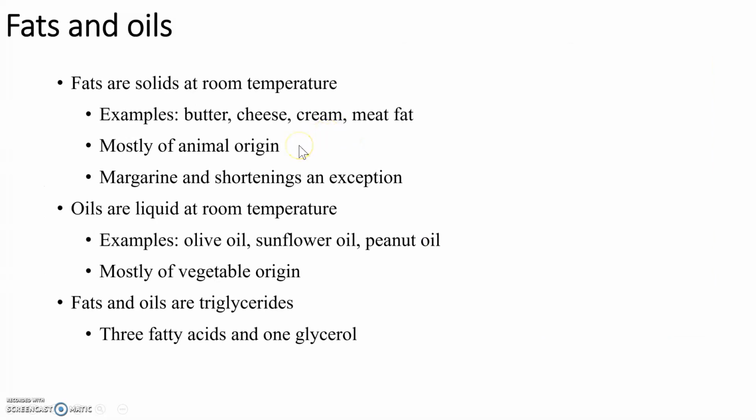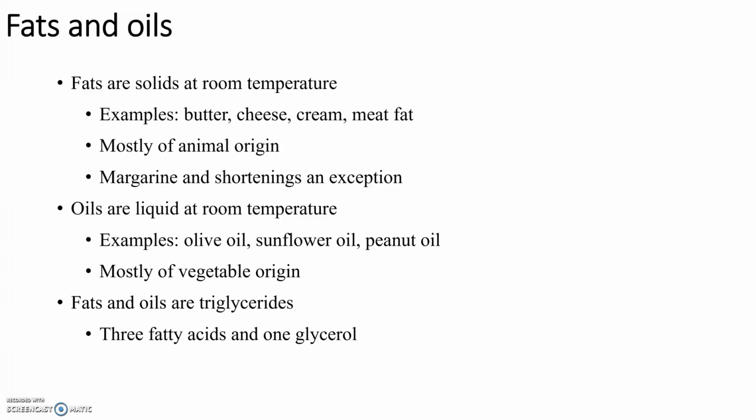So let's start by defining fats and oils. Fats are solids at room temperature. So something like butter, cream cheese, cream, meat fats, if you have those at room temperature, they're going to be a solid. These are mostly animal origin. Some things that are fat that are not animal origins are margarines and shortenings.